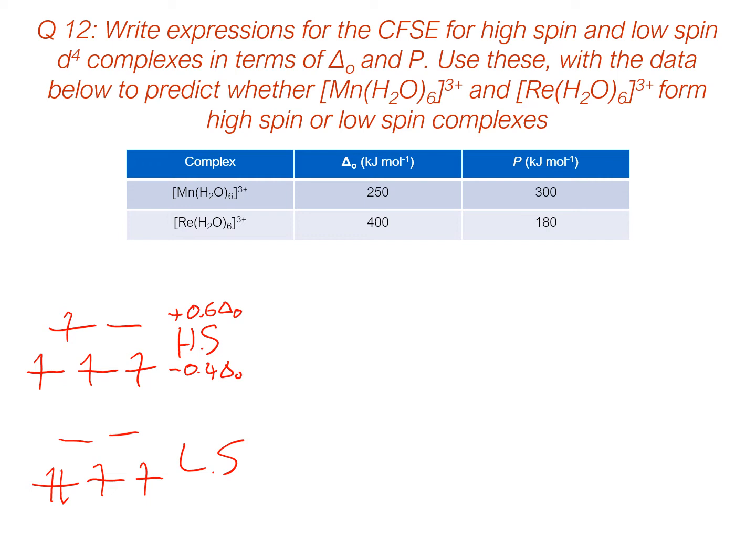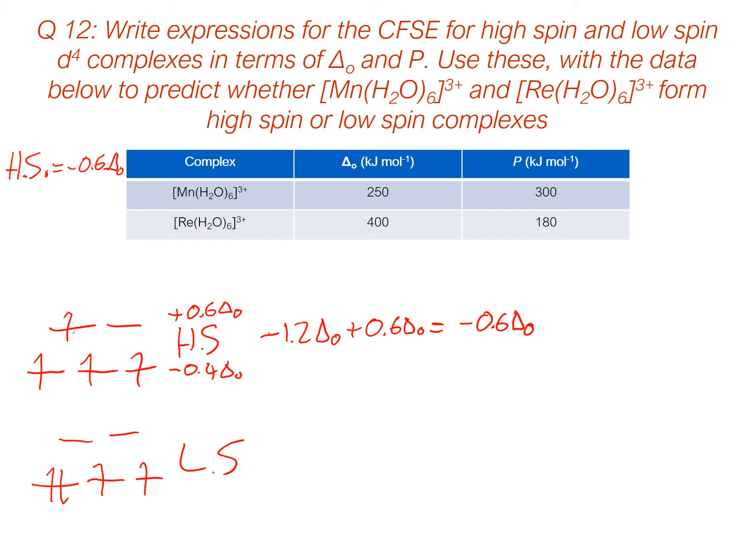So we can work out the expression for the high spin d4 quite easily. We've got 3 in the t2g orbital, so we've got 3 times minus 0.4 delta O, which gives us minus 1.2 delta O. We've got 1 electron in the eg orbital, so it's plus 0.6 delta O, and this gives us a final expression of minus 0.6 delta O. So let's write that up here to keep track of it. High spin expression is minus 0.6 delta O.